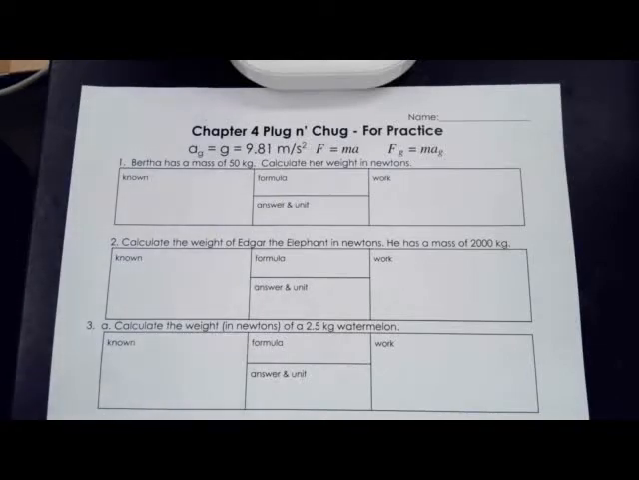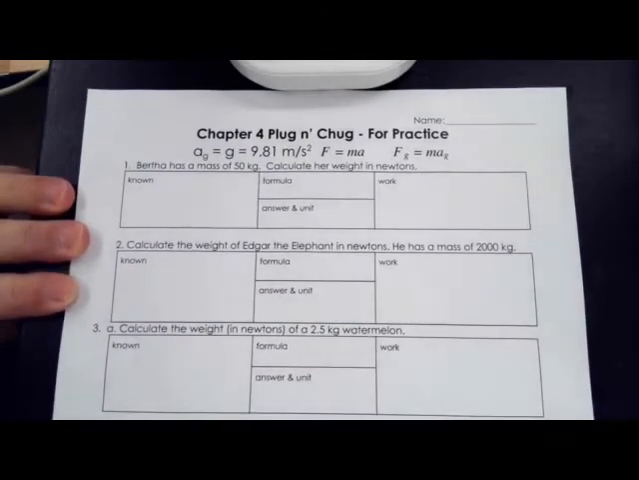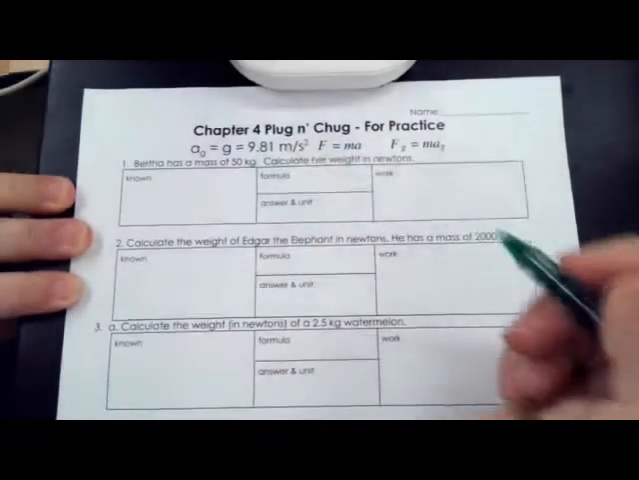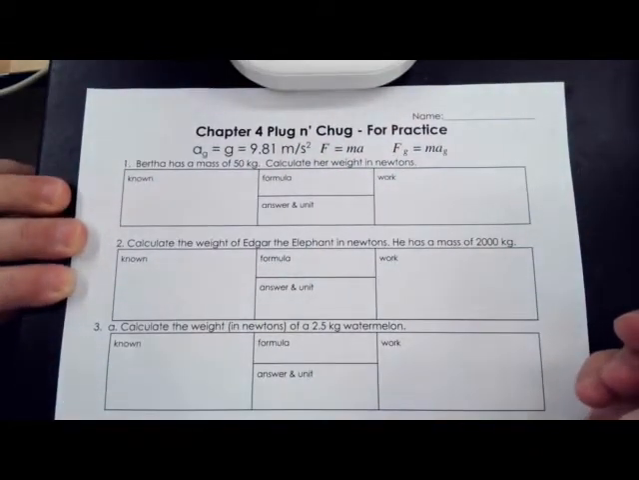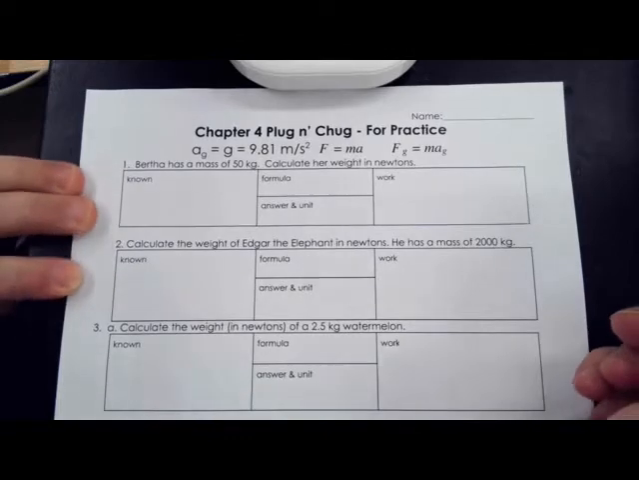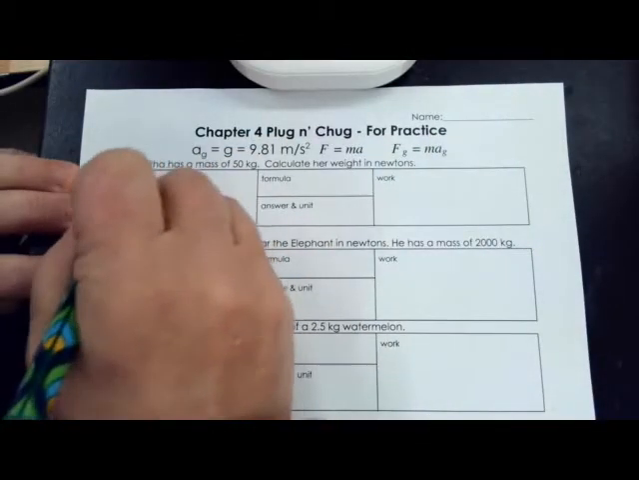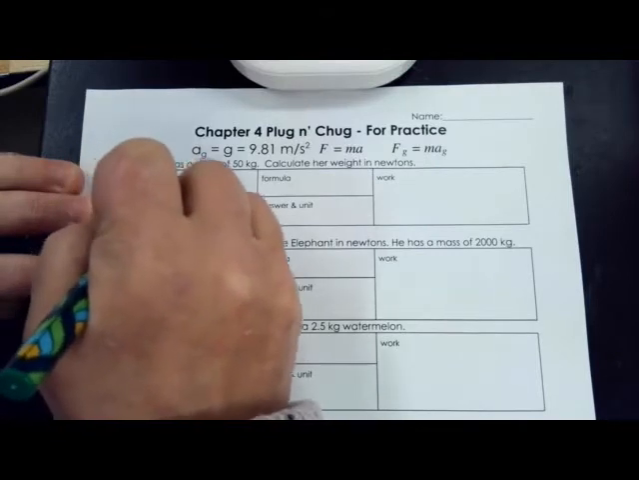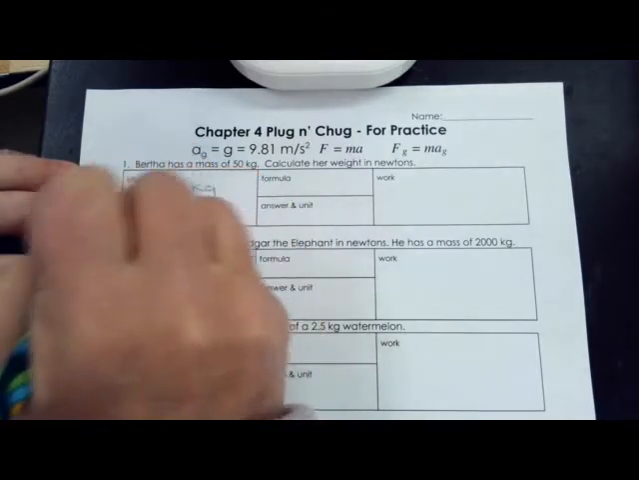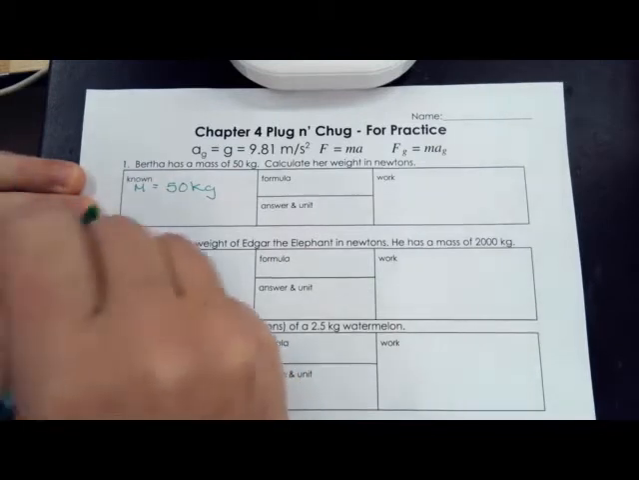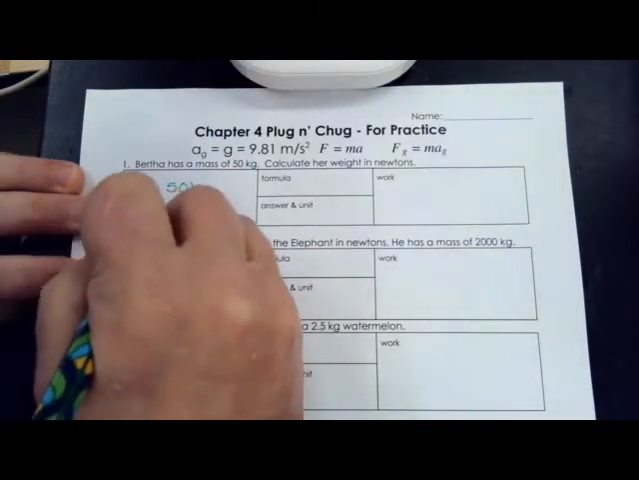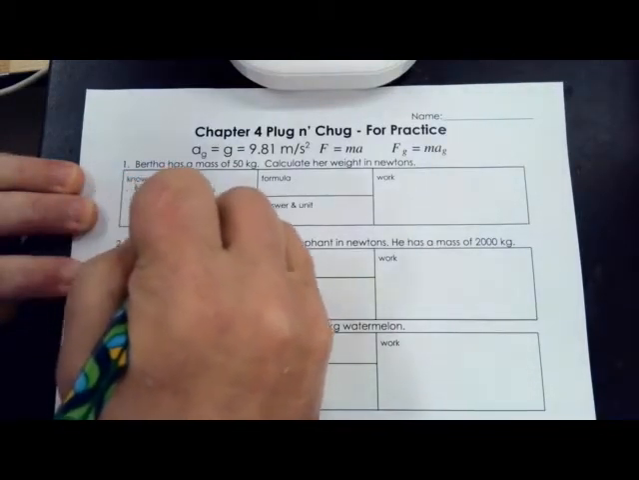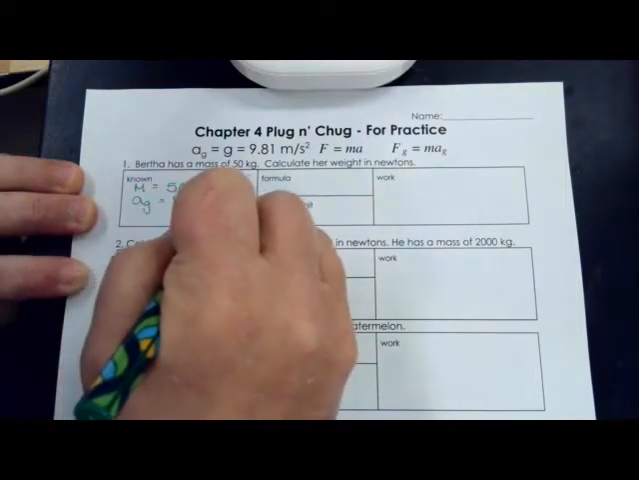Okay, so these are the plug and chug for chapter 4. These are the practice examples, so let's go through these. First, we know Bertha has a mass of 50 kilograms. Stop right there. Let's write that down. Kilograms. And we also know that the acceleration due to gravity is 9.81 meters per second squared.